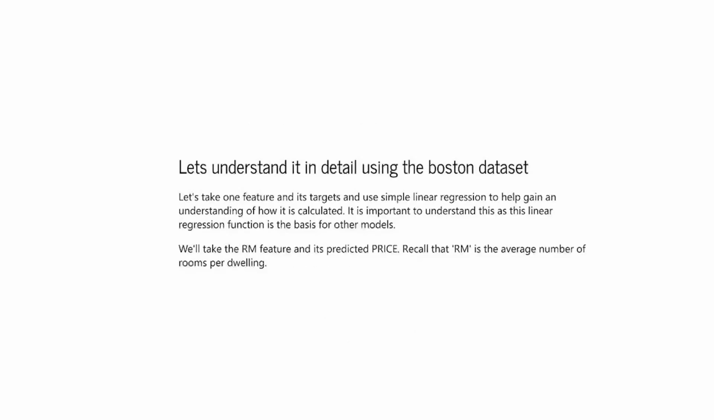So don't get too worried about the equation that you just saw. It looks scary, but we won't be implementing it ourselves. Scikit-learn has already done that for us. But let's try to see how we can build a linear regression model using the Boston dataset. So let's take a single feature and let's take our target, which is the price of the house, to build a simple linear regression model. So for our feature, we will use the RM feature, which is the average number of rooms per dwelling.